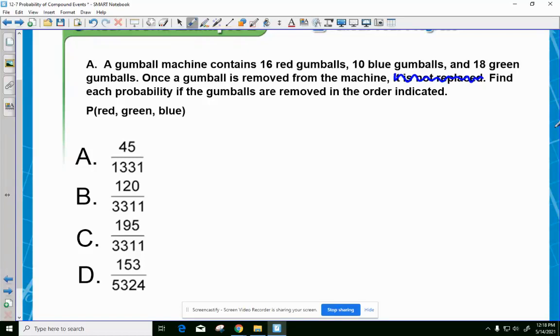Okay, so the question is, what are the chances I get a red, a green, and a blue? And remember, I'm multiplying these results together. So essentially what I'm asking is, what are the chances I get one of each? That's really what I'm saying here.